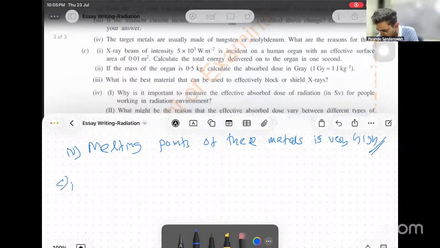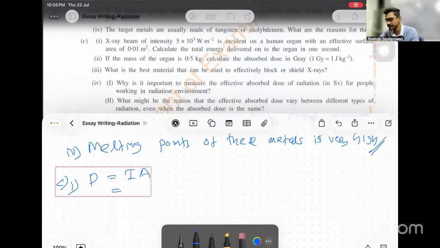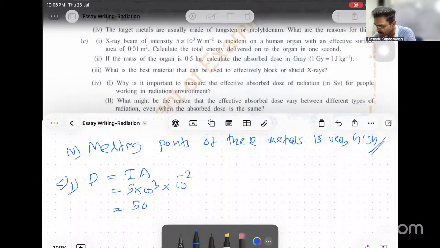Part C. That's another part. An X-ray beam of intensity 5 times 10 to the power 3 W m minus 2 is incident on a human organ with an effective surface area of 0.01. Calculate the total energy delivered on the organ in 1 second. Total energy in 1 second means power. Power equals I A, the same equation we used in the last question. I is 5 times 10 to the power 3 and area is 10 to the power minus 2. Then that is 50 joules.